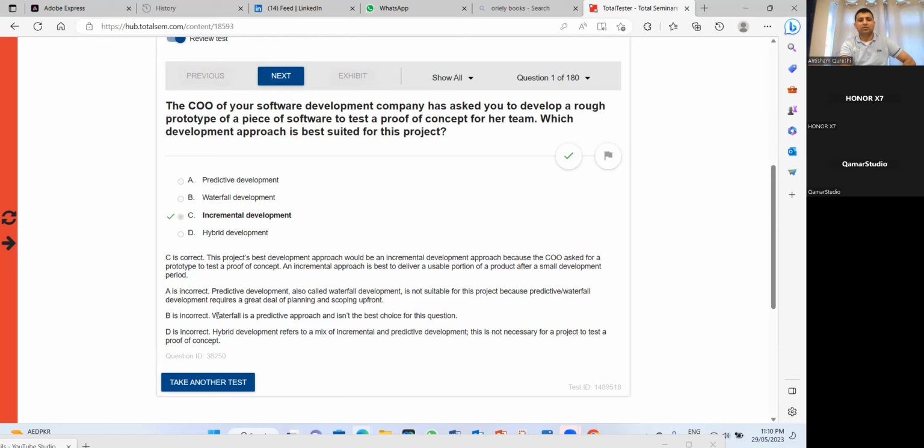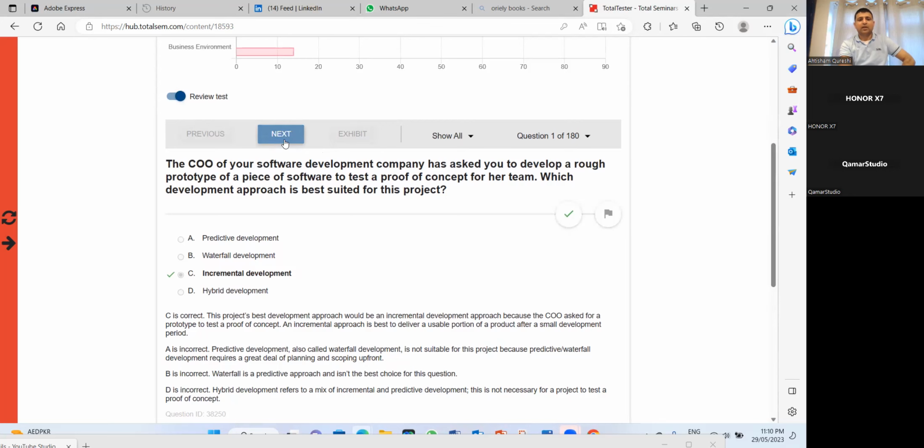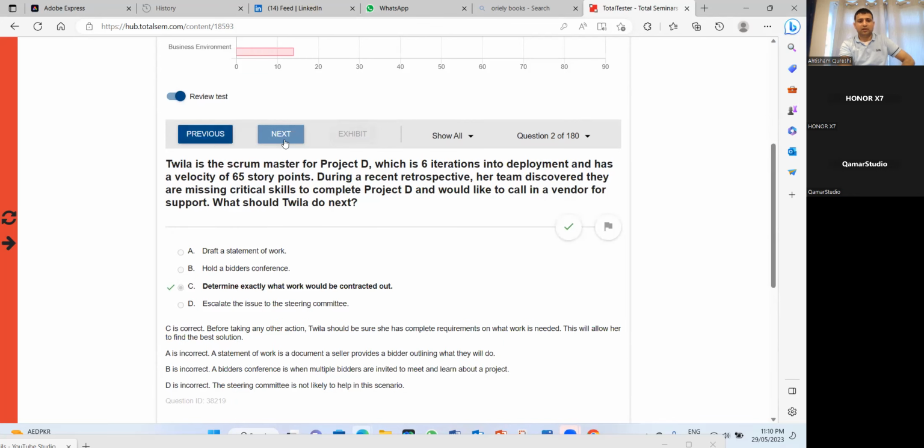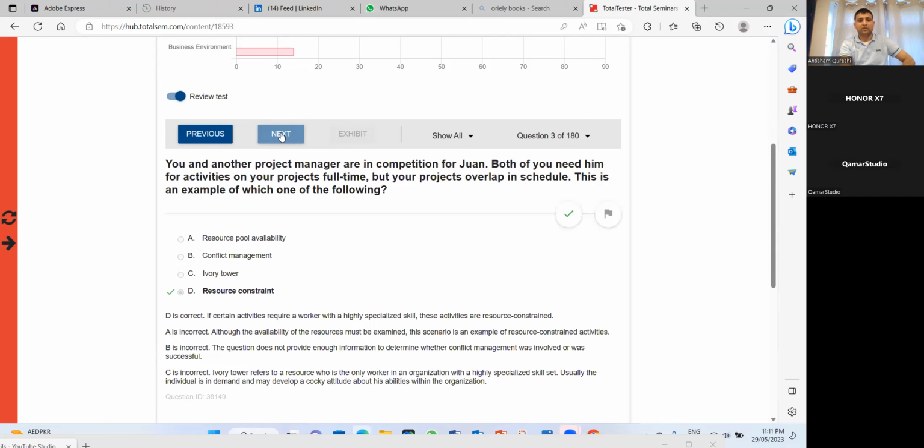Yeah. So this is one thing. Secondly, waterfall and predictive is the same thing. The project based development approach would be incremental because the CEO asks for the prototype to test a POC, and incremental is the best to deliver a usable portion of the product after a small development period. Yeah, okay, cool. Then we have determine exactly what work would be contracted out. Yeah, this is fine. Resource constraint.